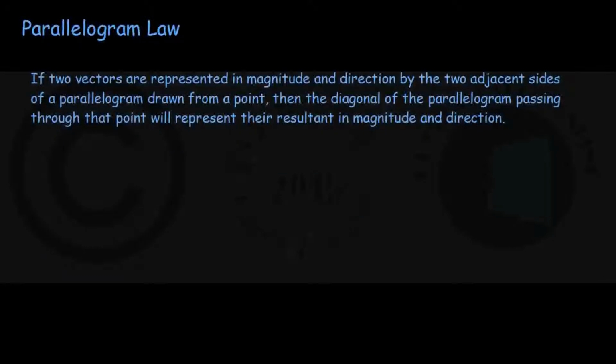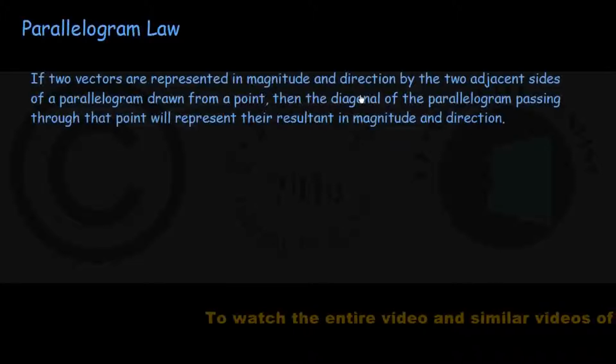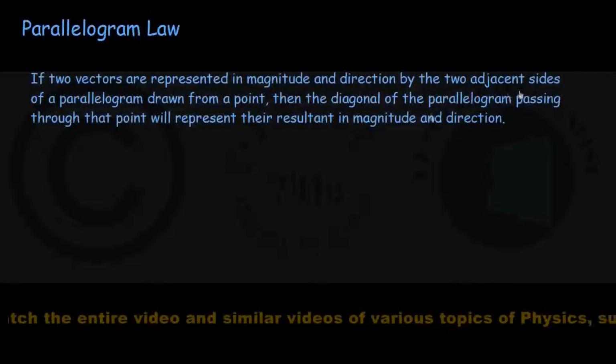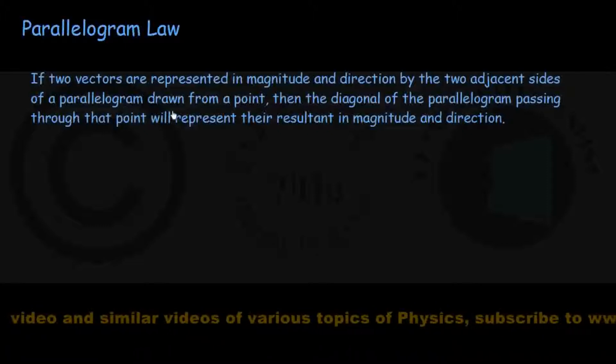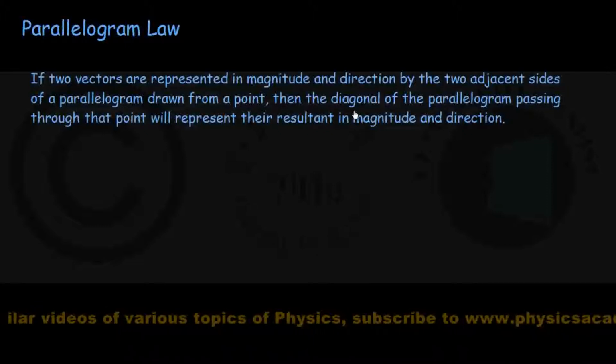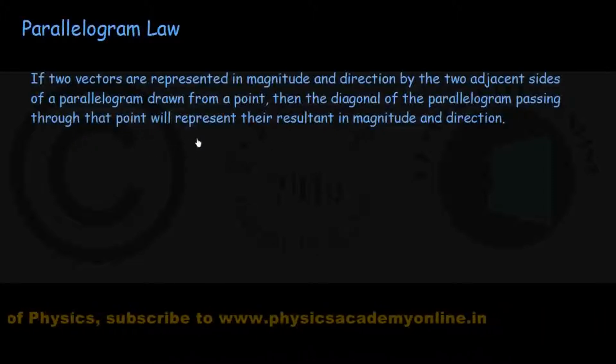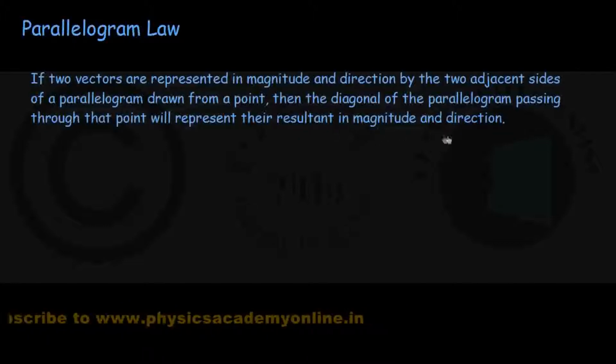So we have come to the last and important law, the parallelogram law of vector addition. Let us read it first. If two vectors are represented in magnitude and direction by the two adjacent sides, note this, of a parallelogram drawn from a point, then the diagonal of the parallelogram passing through that point will represent their resultant in magnitude and direction. So before I go to the law and explain it graphically, let us quickly remember what a parallelogram is.